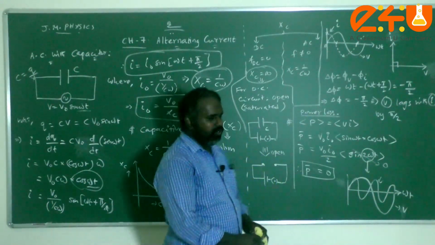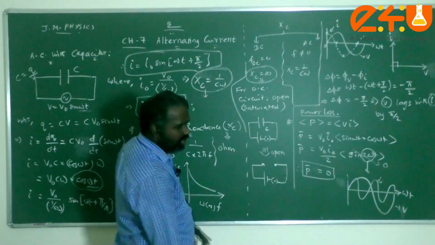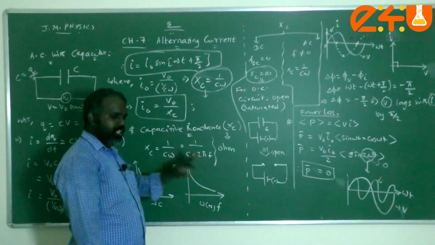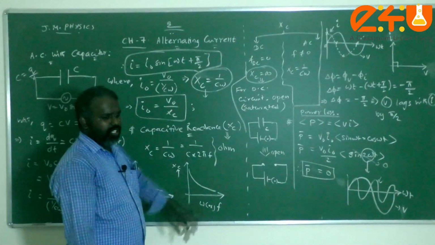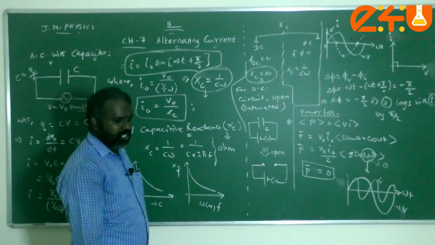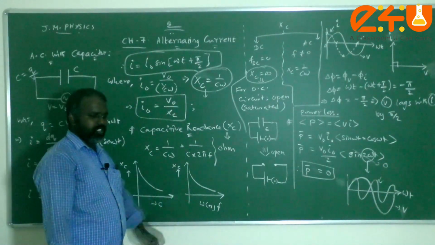Okay, students. So this is the information about an AC circuit with a capacitor, and these things are very basic. AC with resistor, capacitor, and inductor are the basics for the next topic discussion, called the LCR circuit. Please see this and you can get a clear idea.